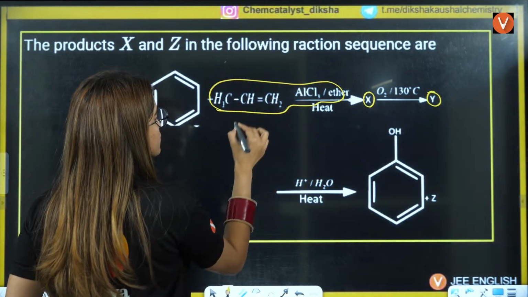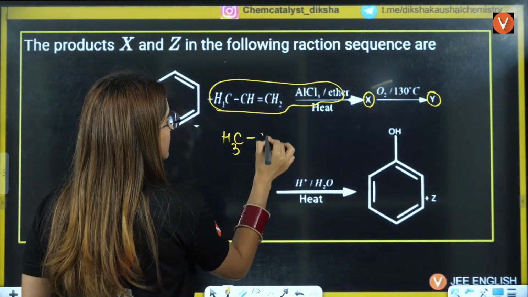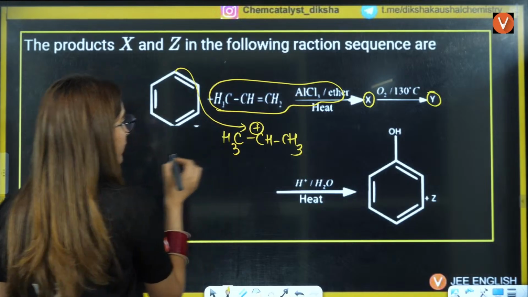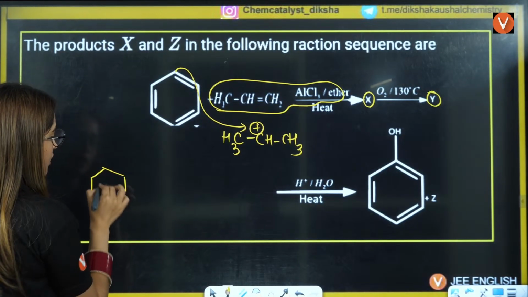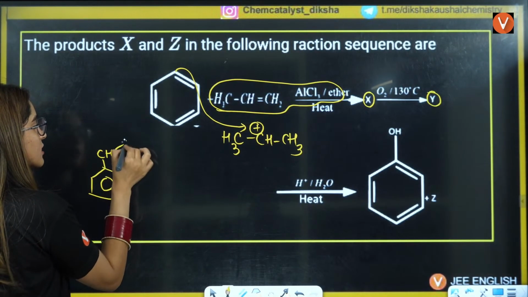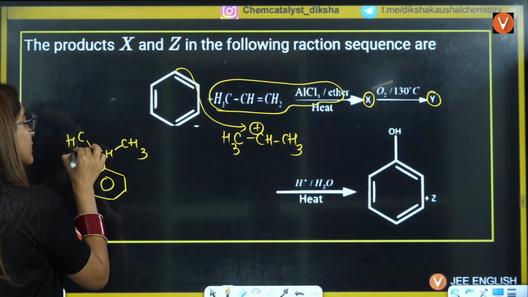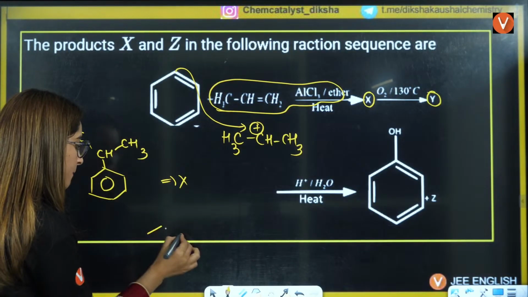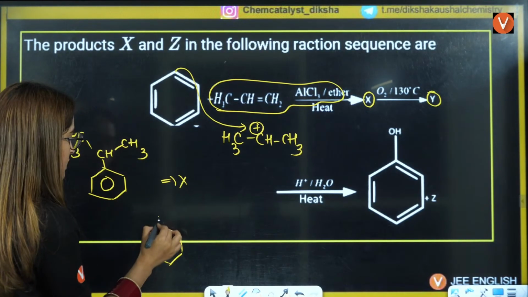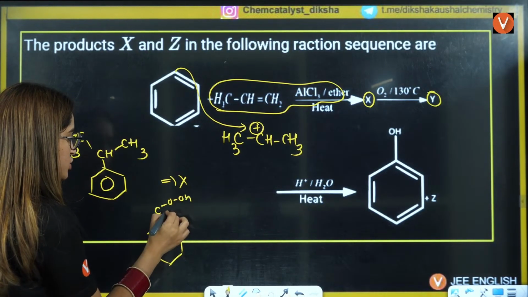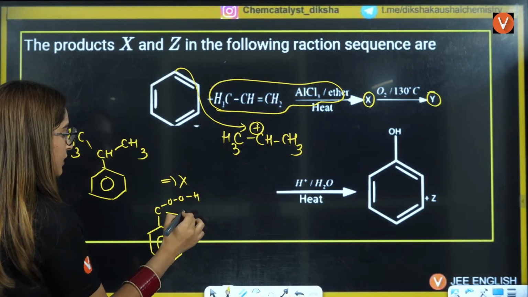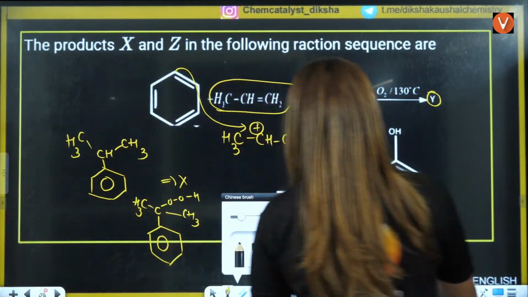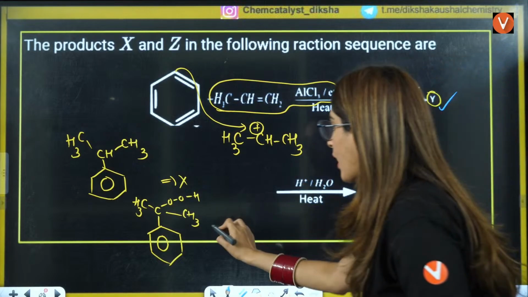This with AlCl3 is going to form a carbocation, that is CH3-CH-CH3 positive. That is going to attack the ring, and X is going to be cumene, right? That is the CH3 and CH3 group, that is going to be X. And after adding O2 here, a peroxide bond will be formed. COOH, and this is CH3, and this is CH3, right? So that is going to be the answer here.